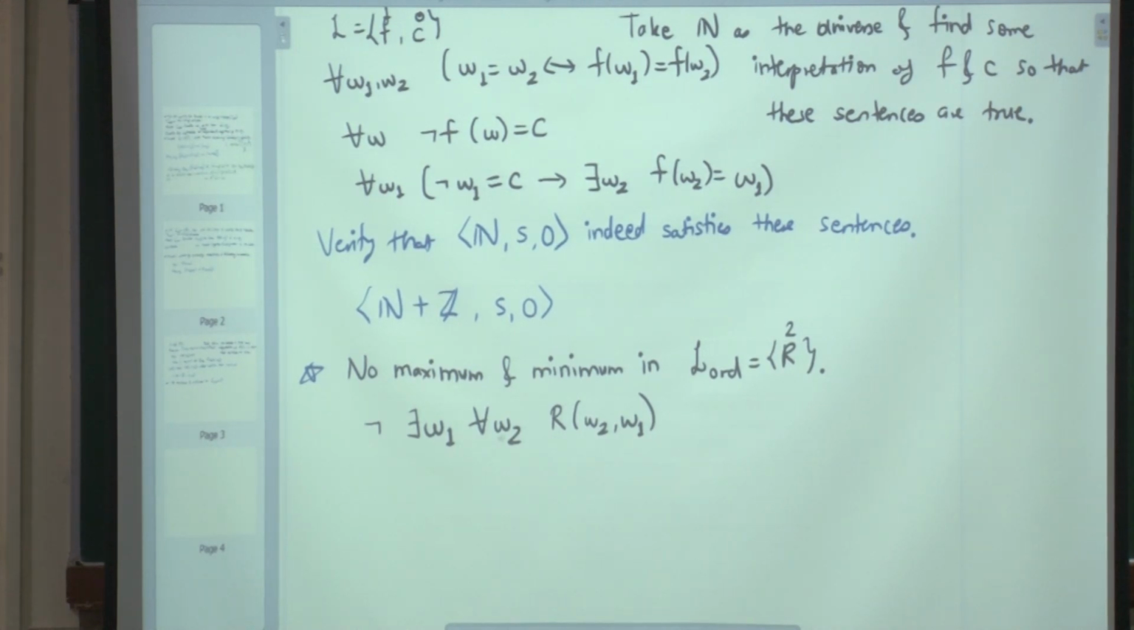So there exists a W1 such that for all W2, R W2 W1, so this weak order will also work, because W2 is less than or equal to W2 itself. So interpret R as less than or equal. And on the other hand, if you interpret R as greater than or equal, the only change you need to make for minimum is this.